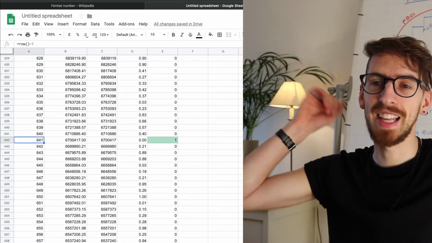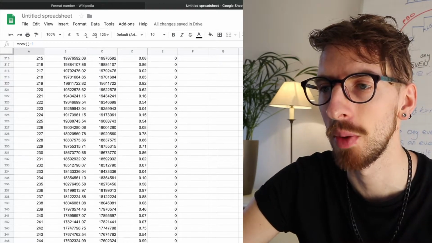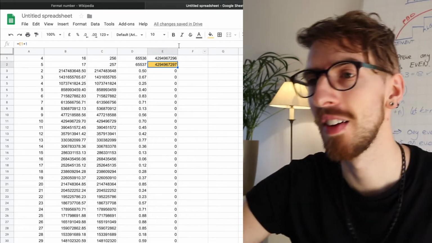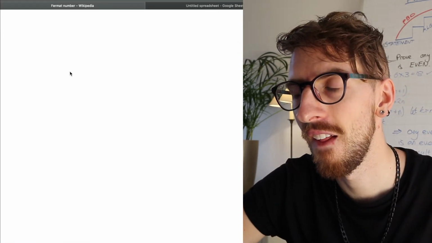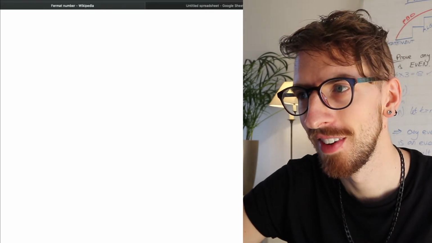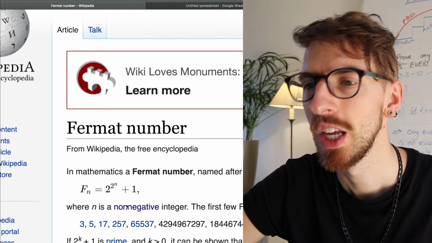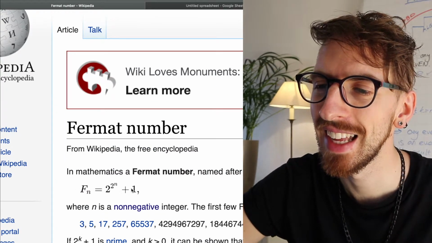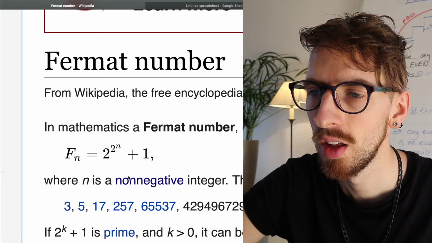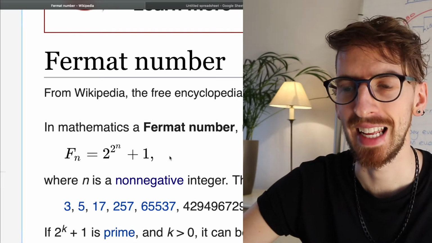What this shows is that 641 is a factor of that ridiculous number that we had at the top here, which shows that this here, this little equation, does not give a prime for when n is 5.